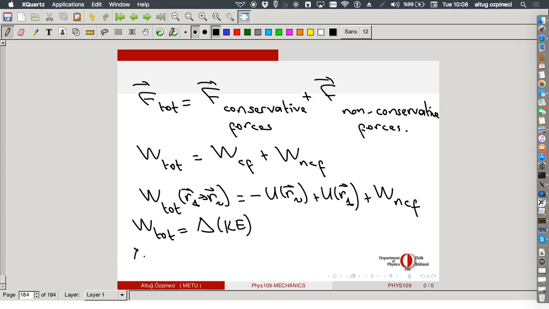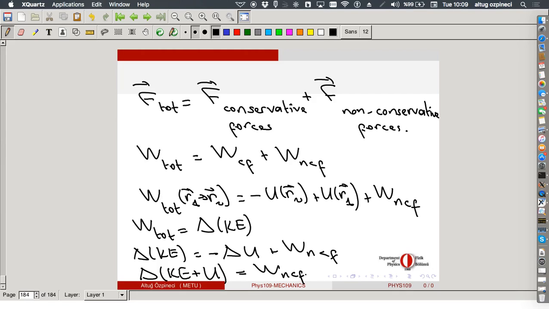So we see that the change in the kinetic energy of the object is equal to minus the change in the potential energy of the object. Of course, this potential energy corresponds to all the conservative forces acting on my object, plus the work done by the non-conservative forces. So the change in the kinetic energy plus the potential energy will be the work done by the non-conservative forces.